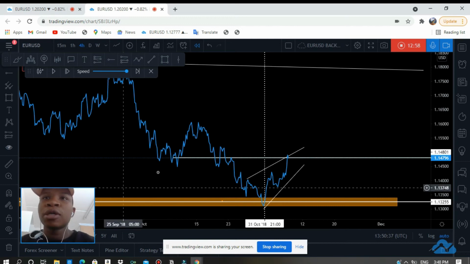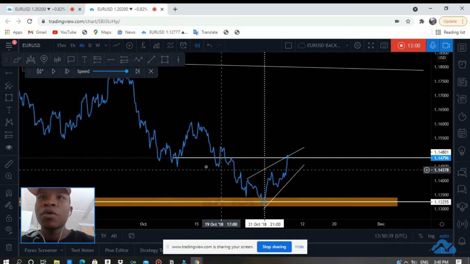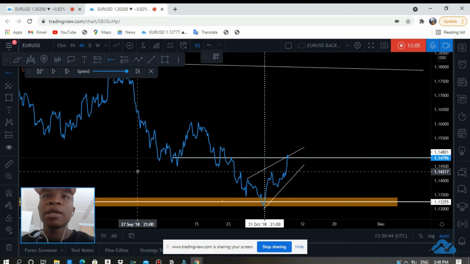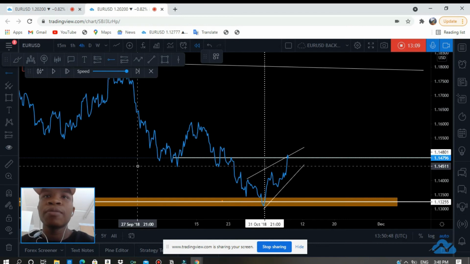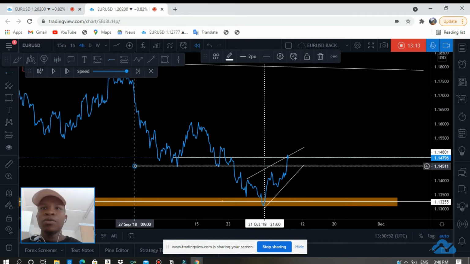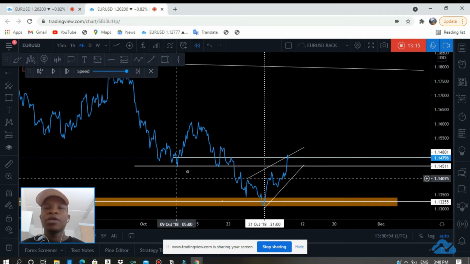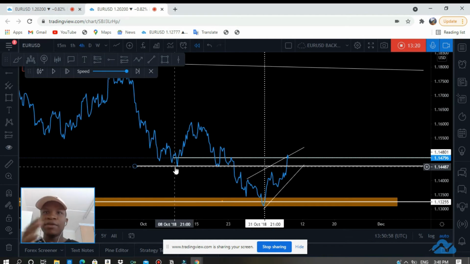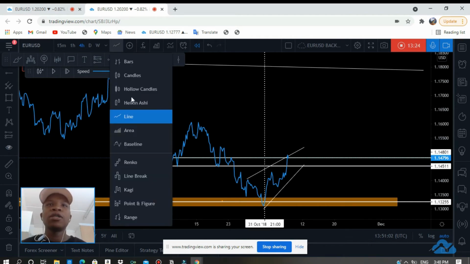So we can put our resistance area there, or we can even put another one here, because this is where price has been rejecting multiple times. So this might be our support. We can put another one here so we can understand how price has been moving. So we're not actually trading support and resistance, we're just giving it a look of how things can go.